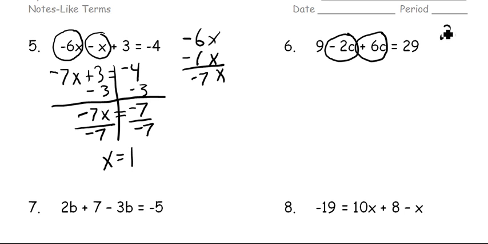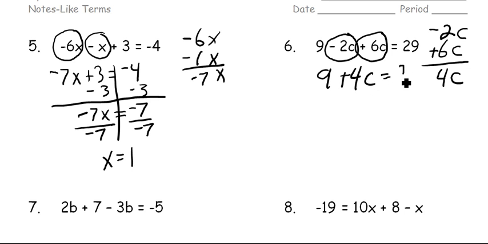So if I have negative 2c plus 6c, negative 2 plus 6 is 4. Bring down our c. So that's positive, right? So here we have 9 plus 4c equals 29. Let's get rid of our constant. Remember, the constant is the number that stands by itself. Since it's a positive 9, to get rid of it, we need to subtract 9.